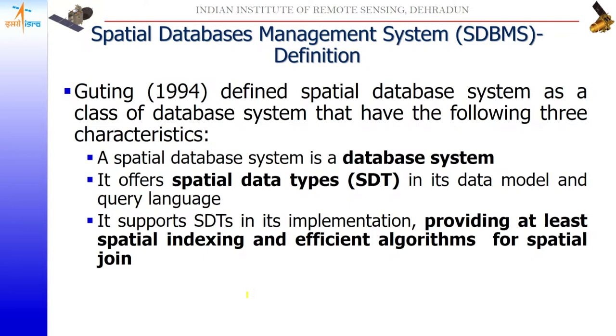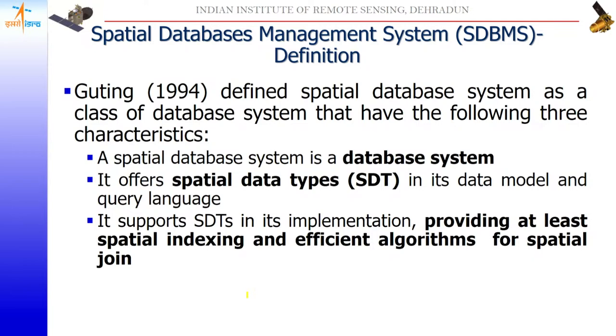Now, Güting has given a definition of a spatial database system. Please note that to qualify as a spatial database, it should satisfy three characteristics. The first characteristic is that a spatial database system is a database system, which means it has all the capabilities of the traditional database systems.